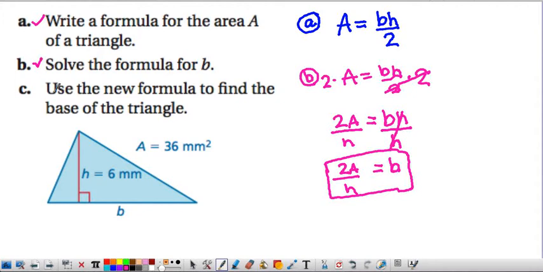So we're going to move on to C. It says use the new formula. That's the formula that we just came up with to find the base of the triangle. So what we're going to do is plug our numbers in for our triangle over here. We're going to keep our 2 because that's our constant. We're going to multiply that times our area, which they tell us over here is 36. And we are going to divide that by our height, which they tell us is 6. And so that should give us our base.